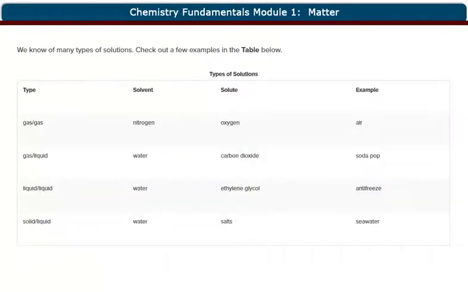Here are some examples of other types of solutions. Can you think of any more?